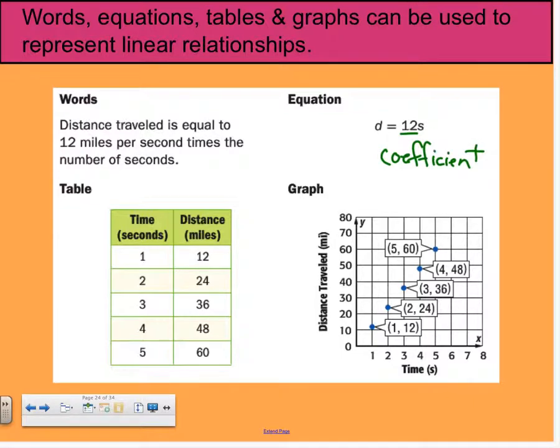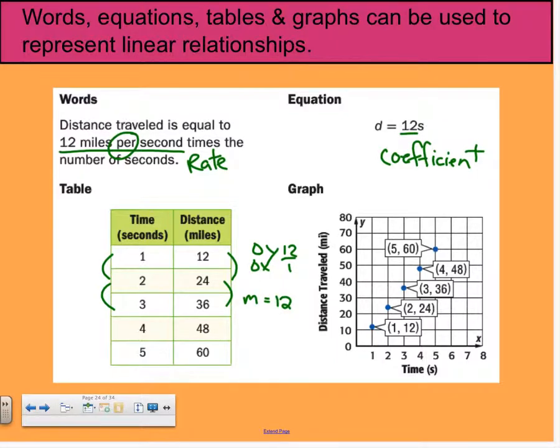What about over here? In the word problem, we see 12 miles per second. The key is this word per. We know that it is a rate, and that's how we can identify the slope in a word problem. How do we identify the slope in a table? We do change in y over change in x. Our change in y is 12 and our change in x is 1, so our slope in this equation is 12.